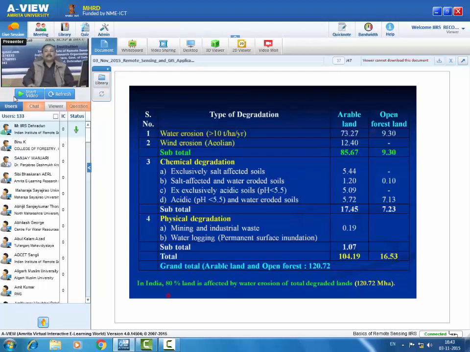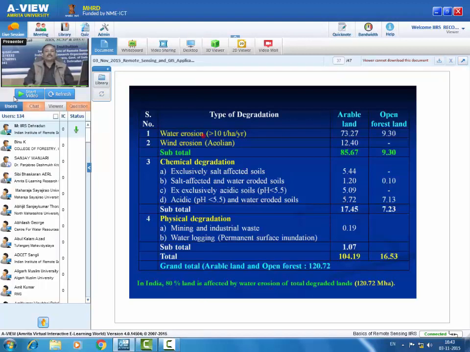In India, 80% of the total degraded land in the country is 120.72 million hectare. This is the statistic given by the Government of India, ICAR, and ISRO. Every organization, with consensus, maps the area, and 120 million hectare of land is degraded in total. Out of the 328.7 million hectare land of the country, of the 120 million hectare, 80% is affected by water erosion.